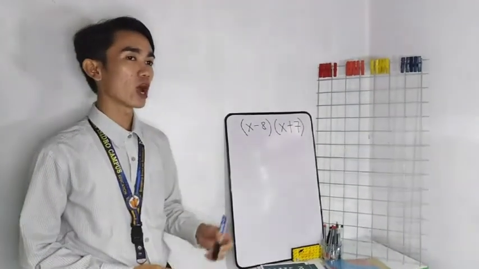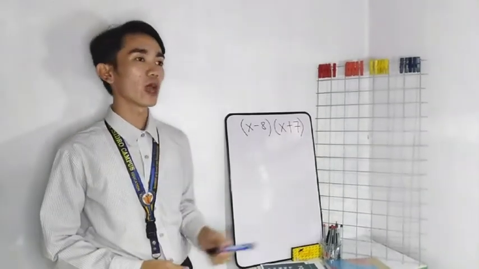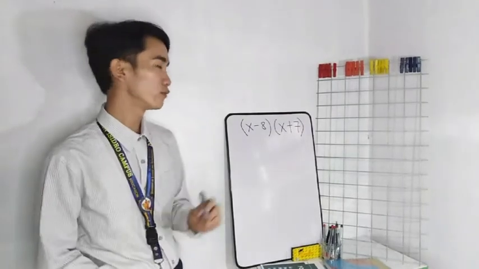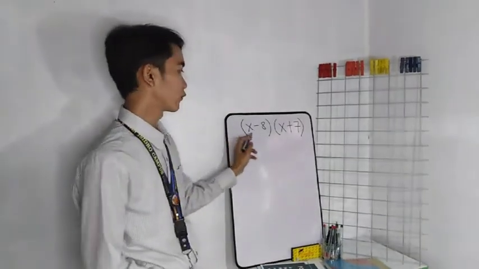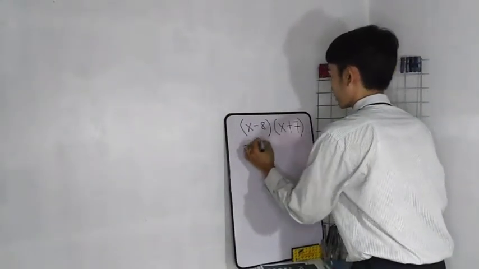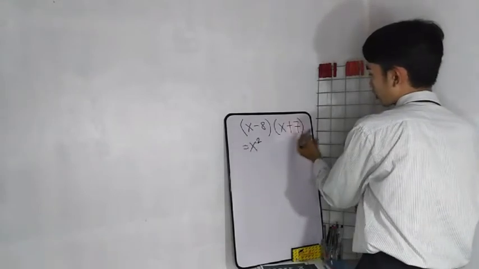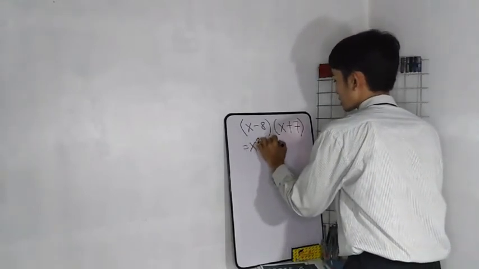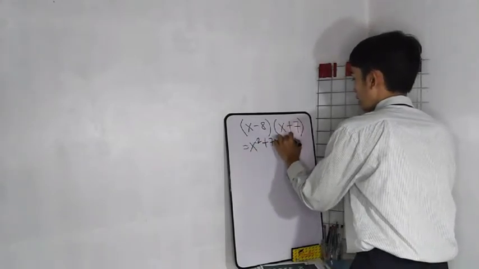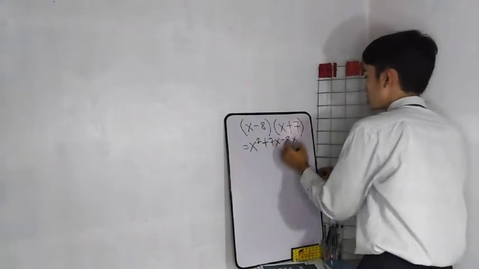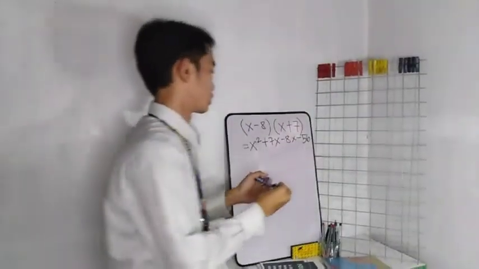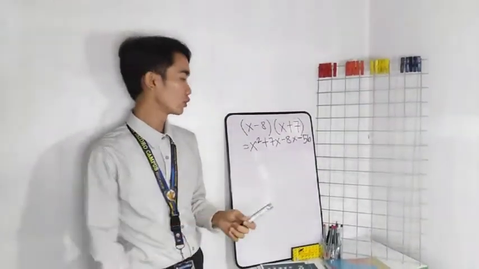So let us check if your answer is correct. Since both of them are binomials, we're going to use the FOIL method. So for the first terms, we have x squared. For the outer terms, we have positive 7x. For the inner terms, we have negative 8x. And for the last terms, we have negative 56. So combine like terms to get the final answer.